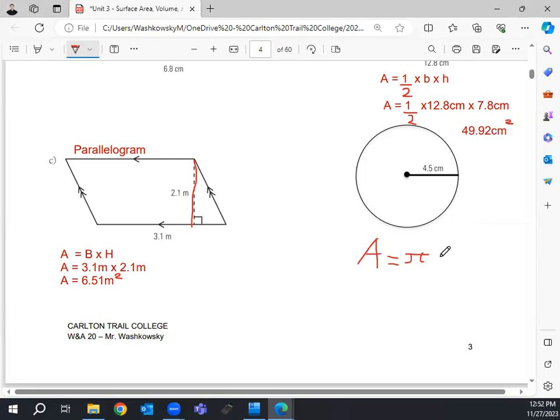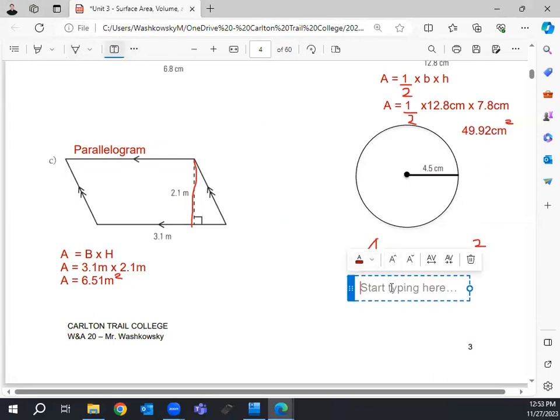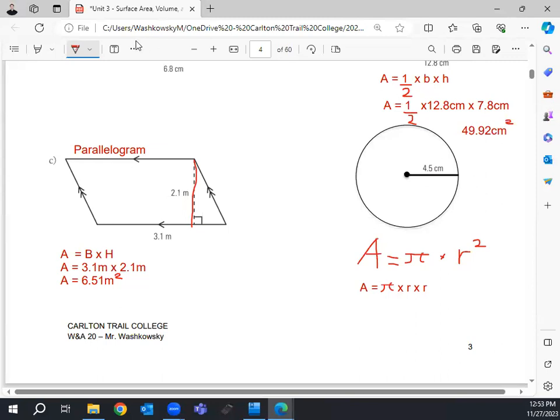So it's pi times r squared, which is the same thing as A equals, so area is pi times radius times radius. This means the exact same thing.